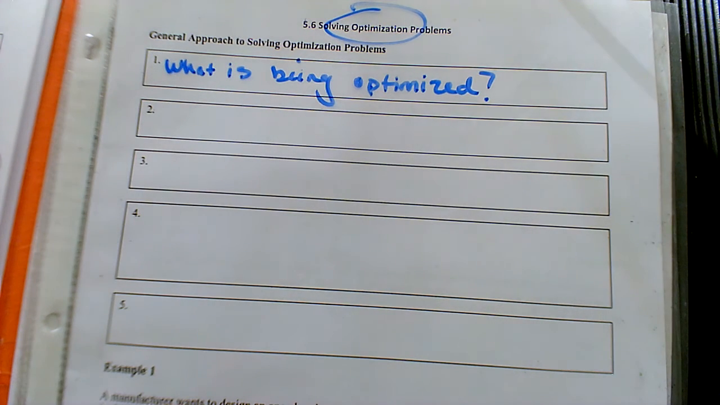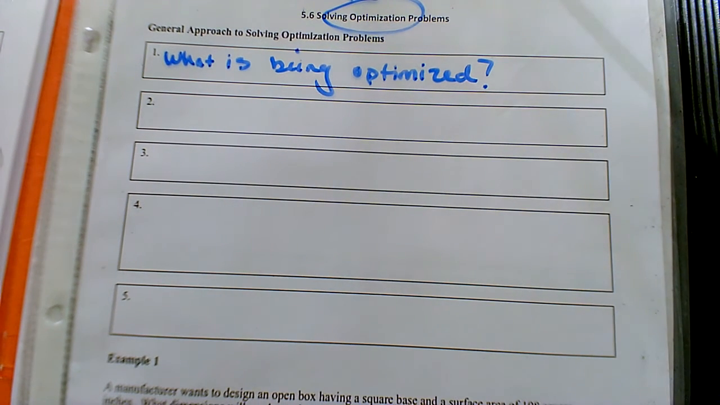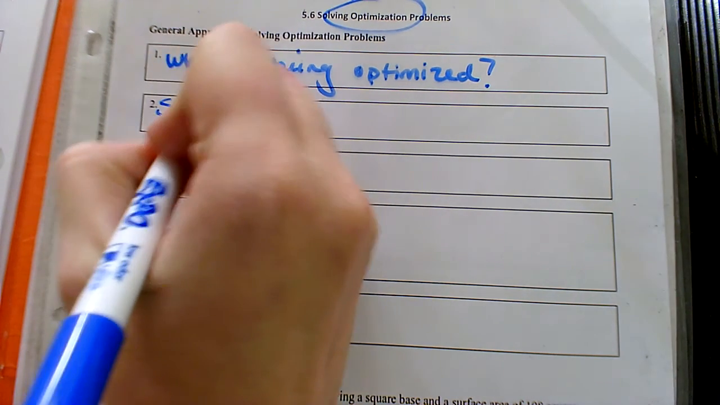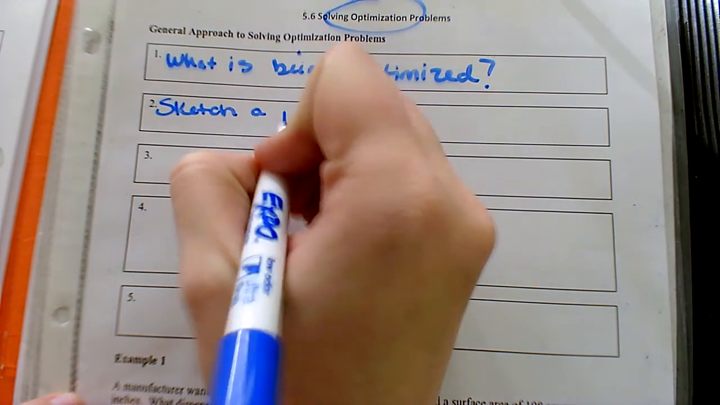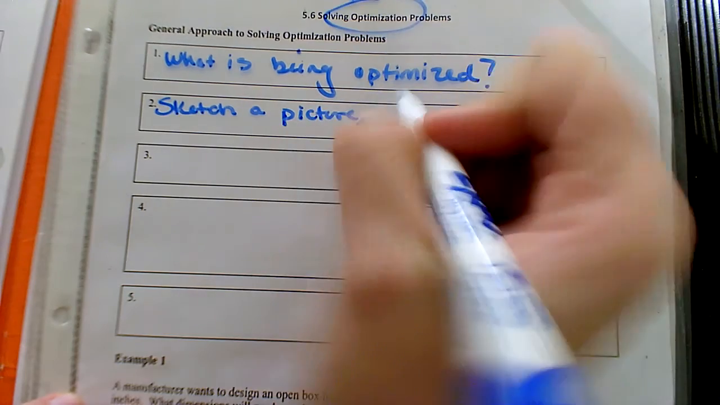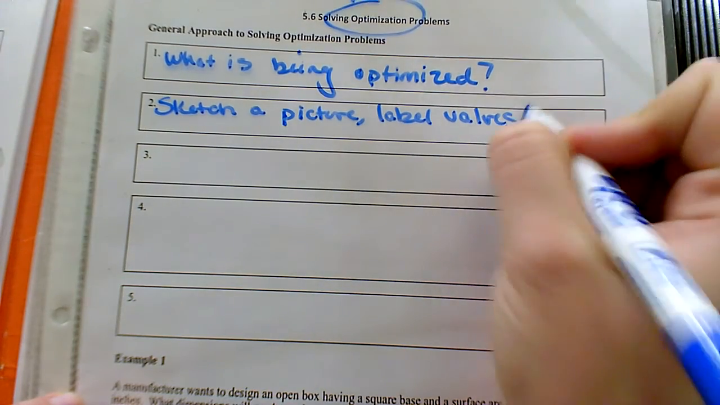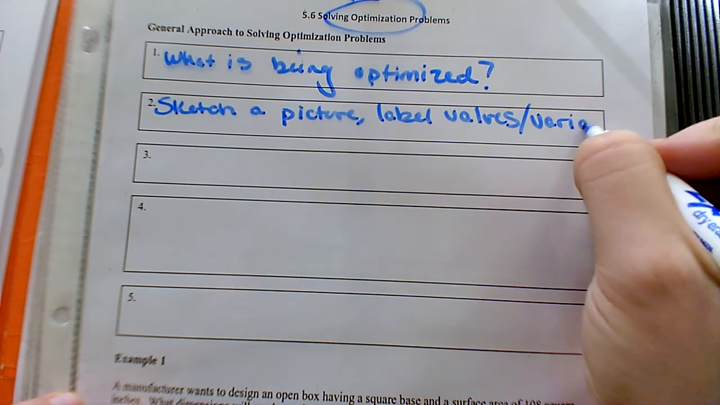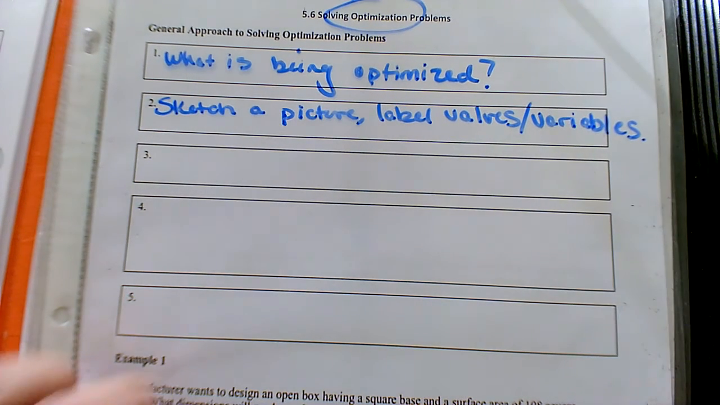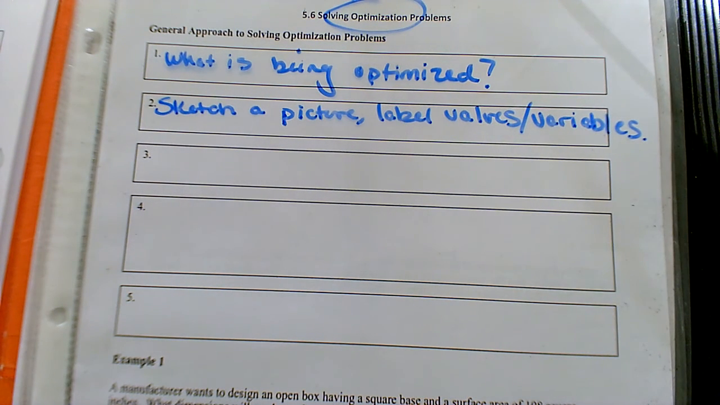Basically figure out what is the question asking. Okay, what is it that you want to figure out? Did anybody on their scratch paper draw a picture of a box or visualize it somehow? You visualize it? Okay, so another strategy, sketch a picture. Label values/variables. When it comes to word problems, that's always a good strategy.